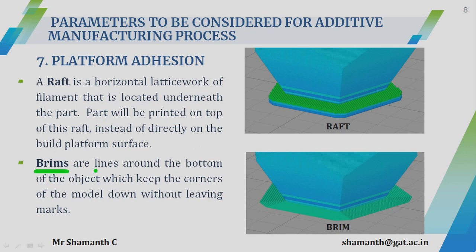And then brims. Brims are just lines around the bottom of the object which keep the corners of the model down without leaving marks. So here you can just see, when you compare raft and brim, brim is much thinner than the raft. It gives you just the lines around the corners of your part so that your part can be printed on that and then finally taken out and removed very easily. So that is why this platform adhesion is very important. If you do not have a platform adhesion, then removal of the part becomes very difficult.